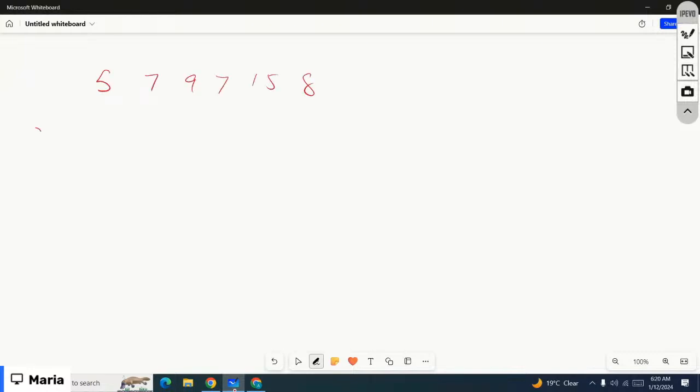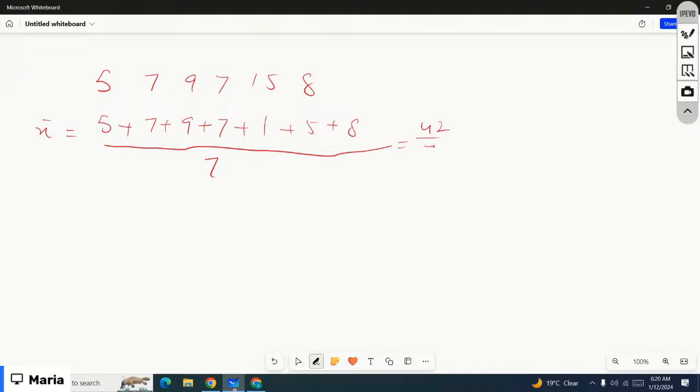Okay, so just calculate the mean: add the values and divide by the number of values. 5 plus 7 plus 9 plus 7 plus 1 plus 5 plus 8, and the number of values is 1, 2, 3, 4, 5, 6, 7. Let me just add them. 5 plus 7 plus 9 plus 7 plus 1 plus 5 plus 8. The sum of all the values is 42, and 42 divided by 7 is 6, right?